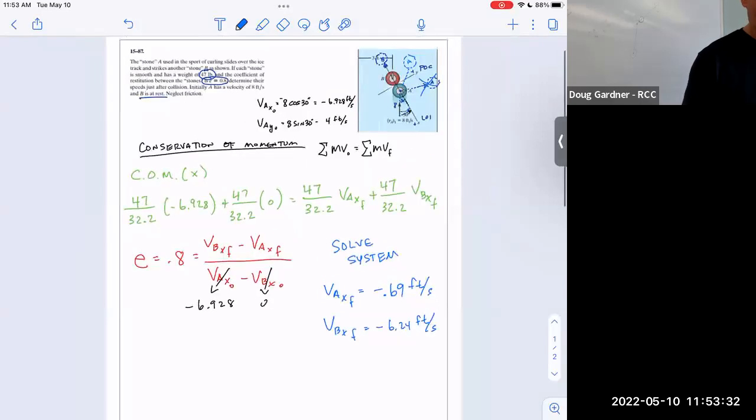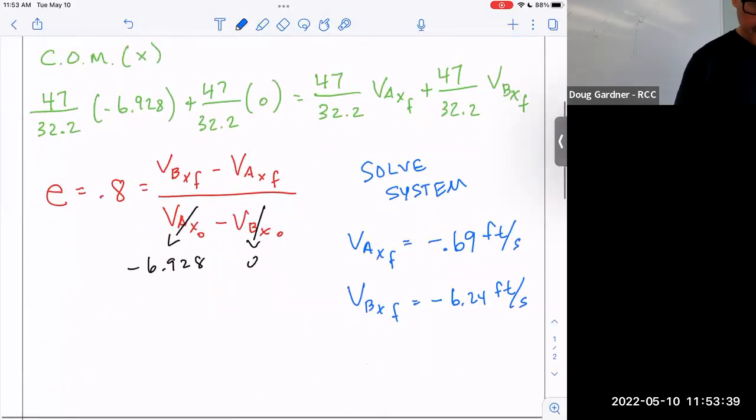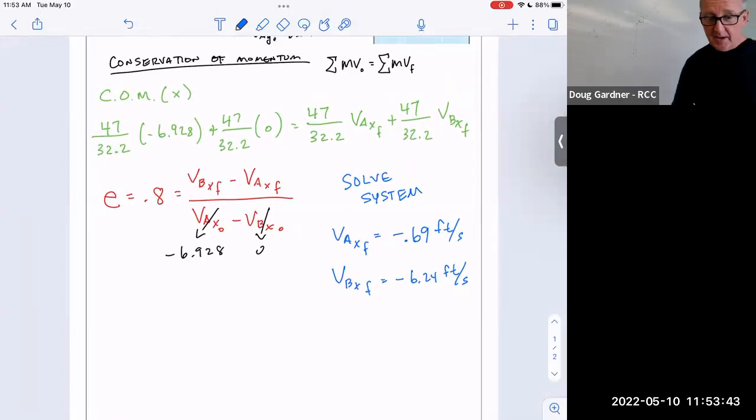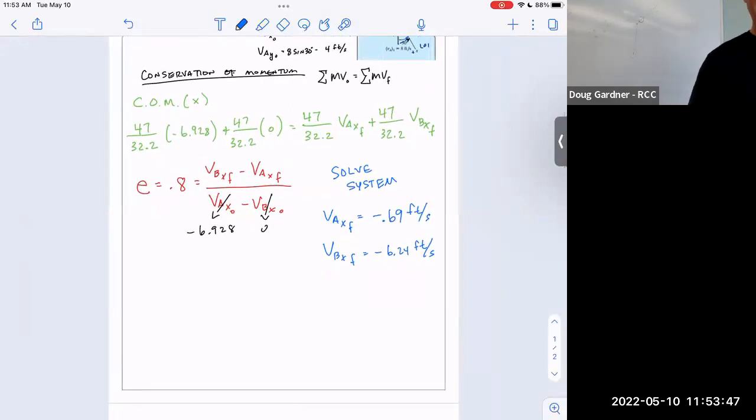Let's see, have we answered the question? Is that what it asked? To determine their speeds just after collision. Initially, A has. The answer is yes, in the X direction. But what about the Y direction? Oh, there isn't. Travel in the right direction.